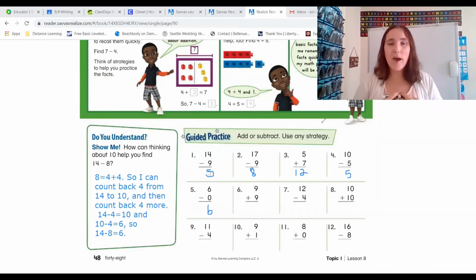Okay, what about number 6? I don't know about you, but I used a doubles fact. I know that 9 plus 9 is a doubles fact, so it's one of those facts that I know. 9 plus 9 equals 18.